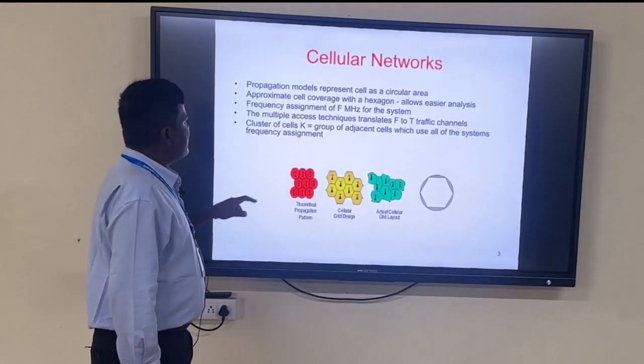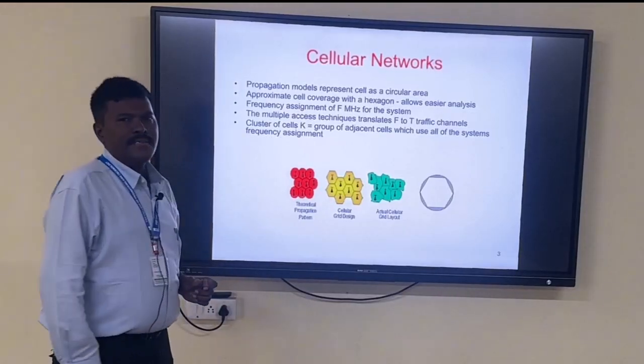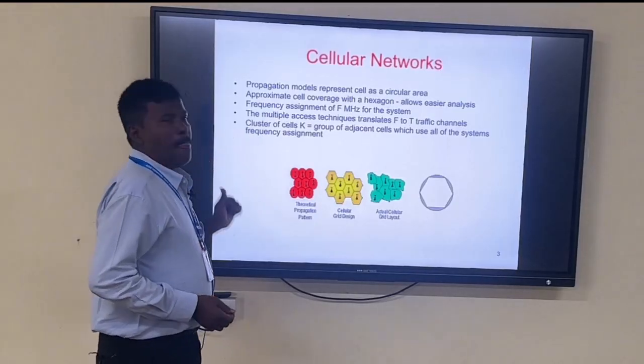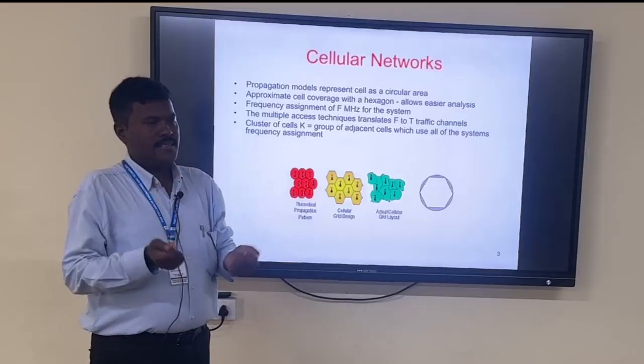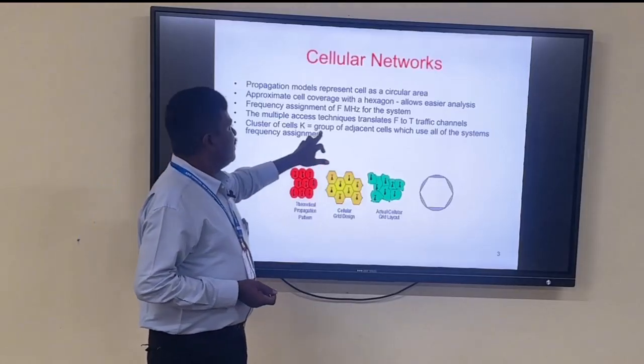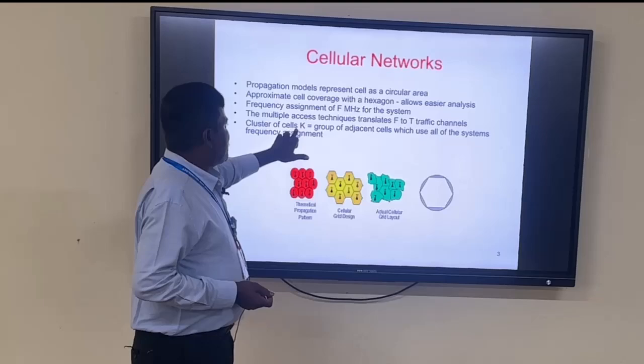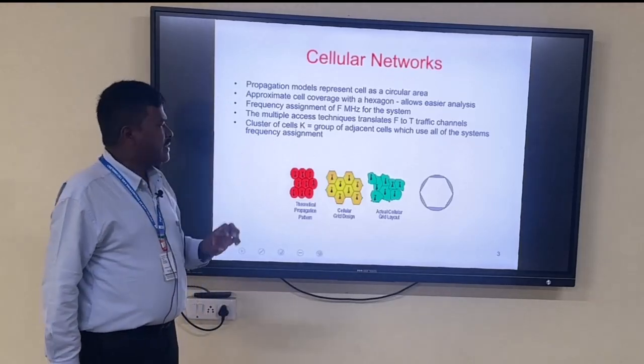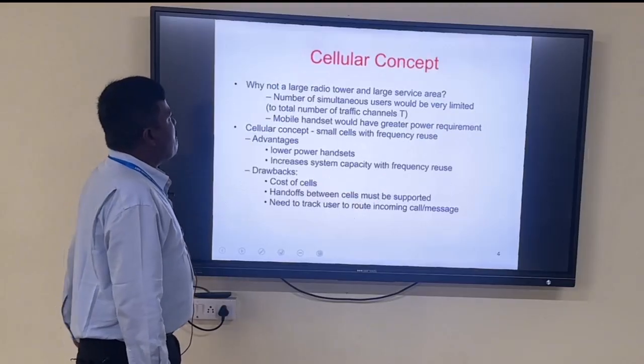Next, if we define K, it is a cluster of cells. A group of cells we call a cluster. So the adjacent cells for a particular cell form a cluster of cells, which we define as K, with the different kinds of frequency assignments available.